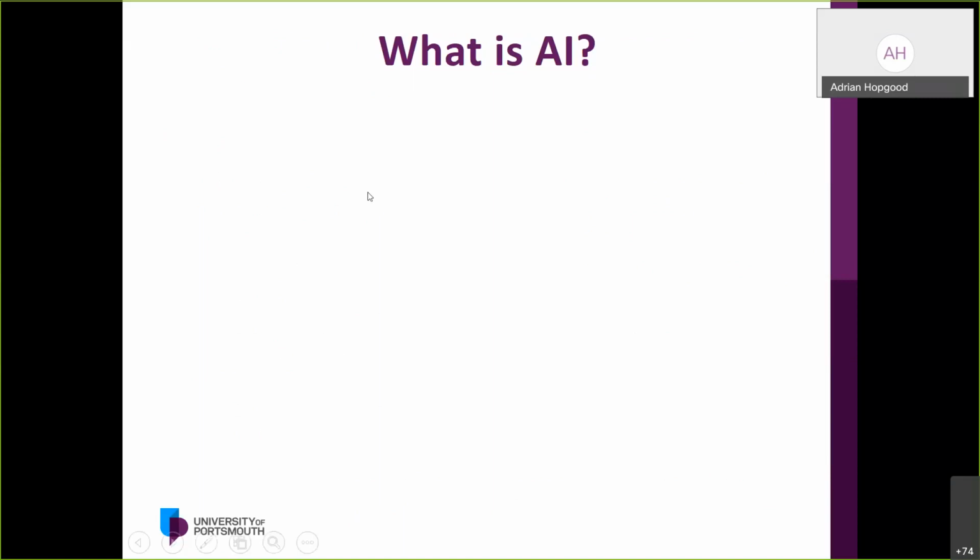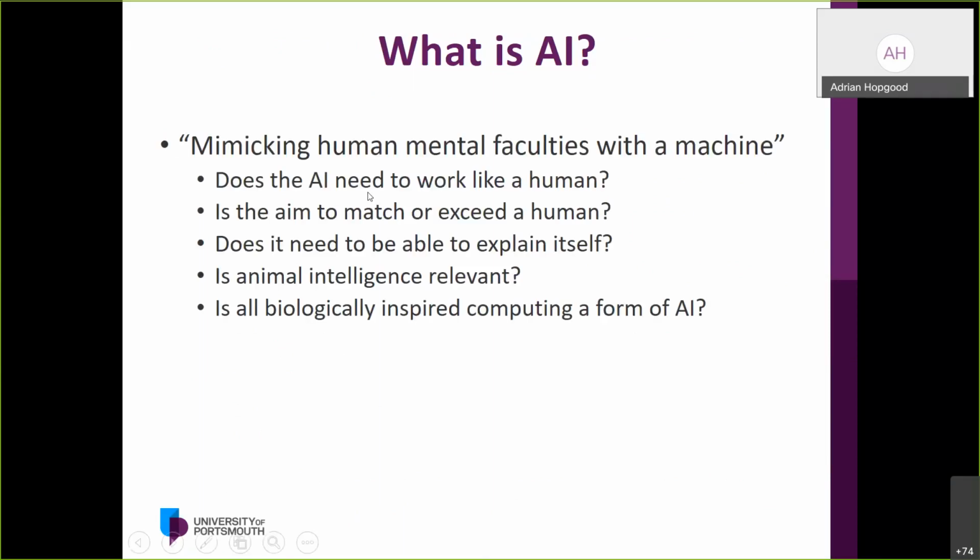Others might say it's to do with mimicking human behaviors, which I think is closer to the original traditional definition of AI. So here's a very classic definition of AI, which is mimicking human mental faculties with a machine, with a computer, you might say. But that definition in itself poses some questions.